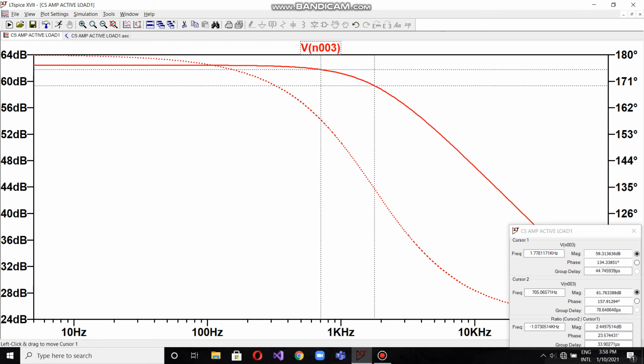So as we see in the resistive load common source amplifier, the gain and bandwidth product is a constant. So if we increase the gain, the bandwidth will decrease, and if we decrease the gain, the bandwidth will increase for the same circuit.